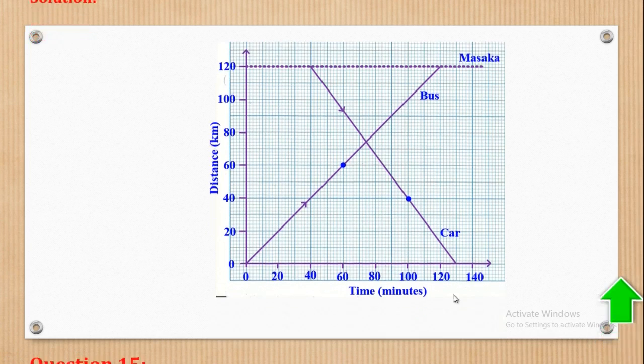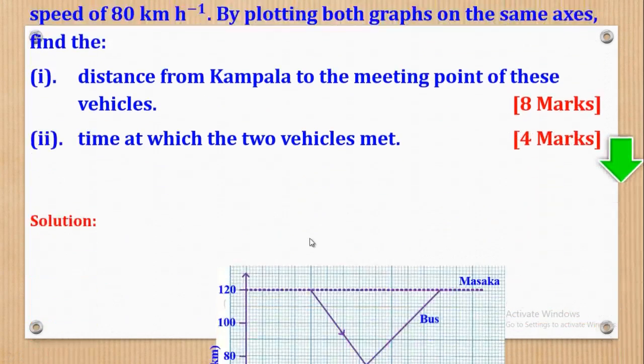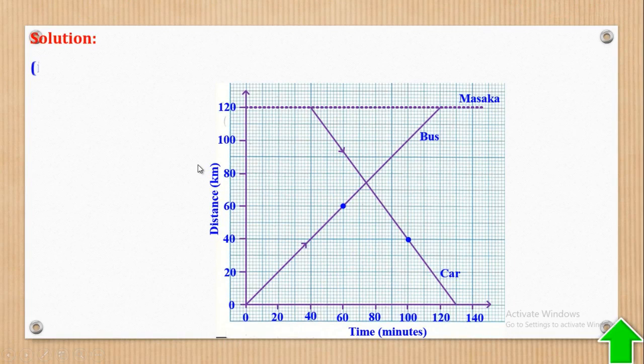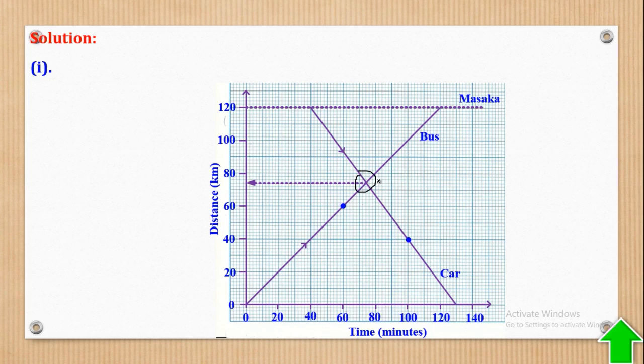Okay, now that you have shown the graph, next is to do what? They said, by plotting the graphs on the same axis, find Roman 1 the distance from Kampala to the meeting point of these vehicles. Then Roman 2 the time at which the two vehicles meet. So distance and time is needed. So you are coming and say that the distance when they meet is on the vertical axis. So this is the meeting point. This is the meeting point. So you draw a horizontal line to meet this point, and this will be the distance.